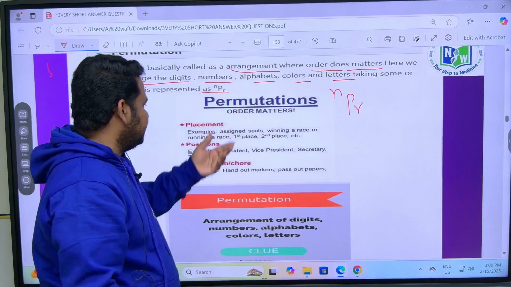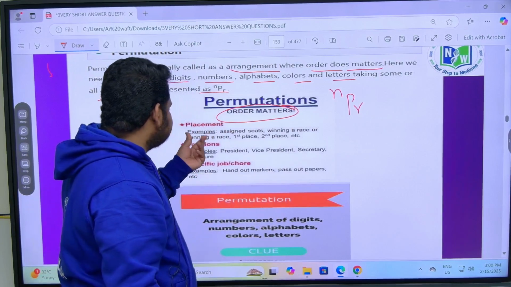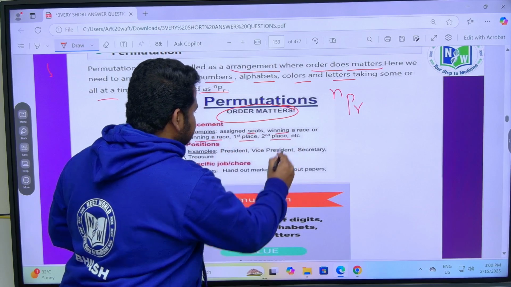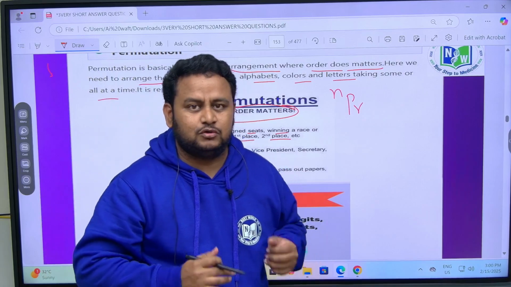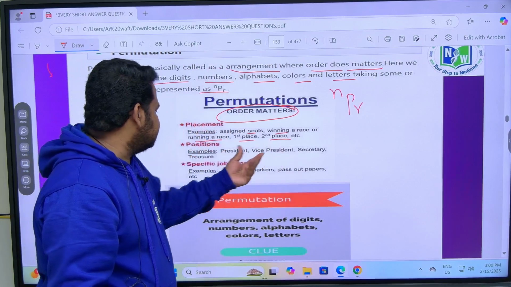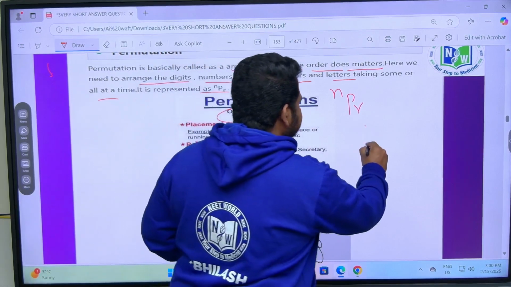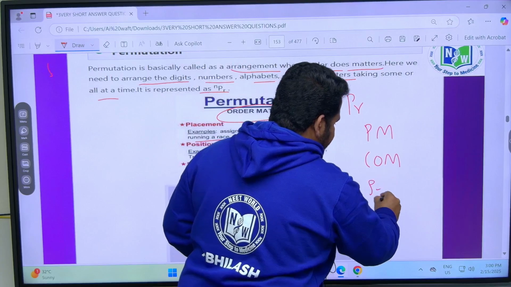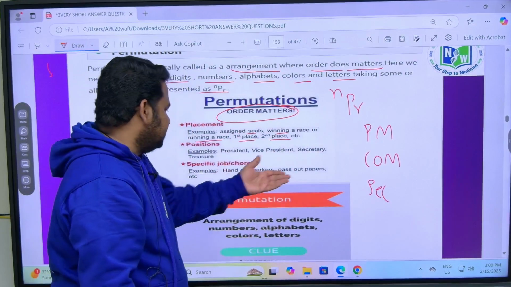In permutation, order matters. This is very important. Examples are placement: assigning seats, winning a race, running a race, first place, second place. Order matters means we are giving proper placement when it comes to permutation. Next, proper positions: president, vice president, secretary, treasurer. There is a proper hierarchy, like how we have the PM, and under him the council of ministers, and under them various secretaries for each minister. There is a proper order and specific job.